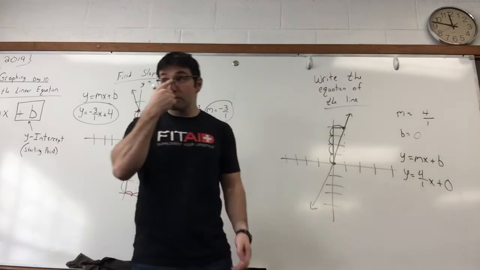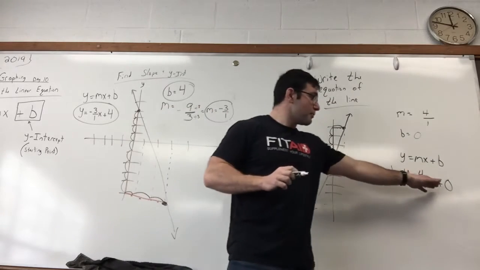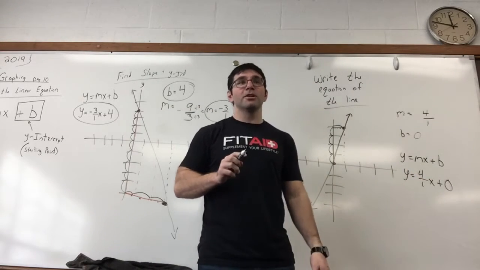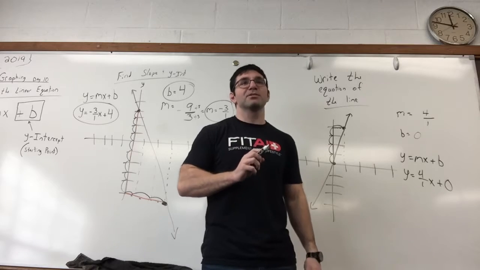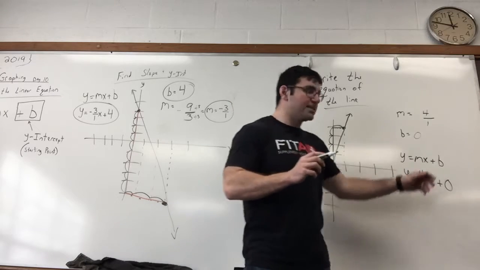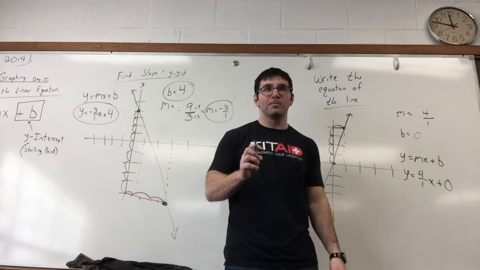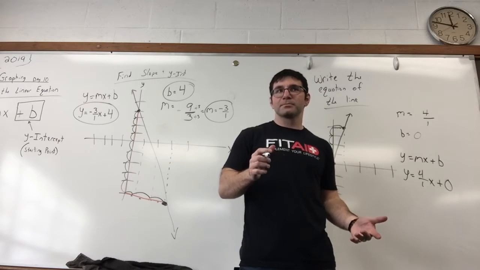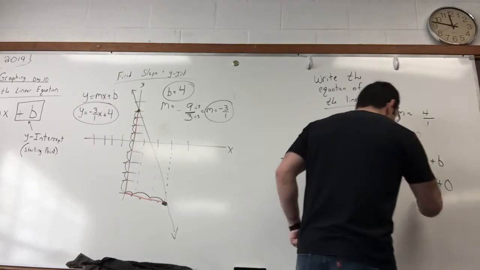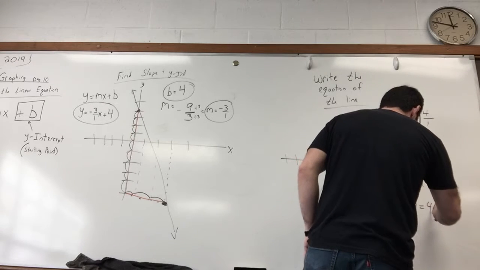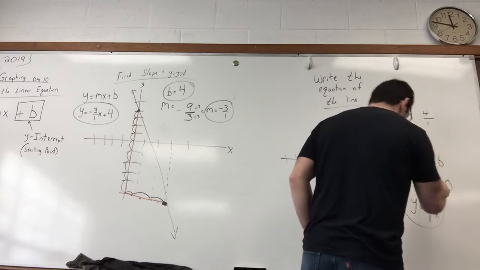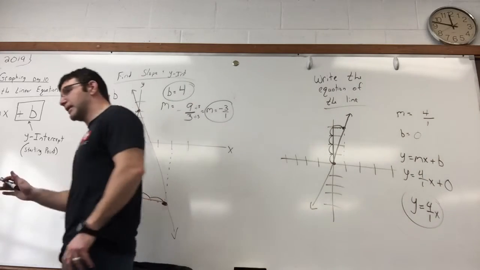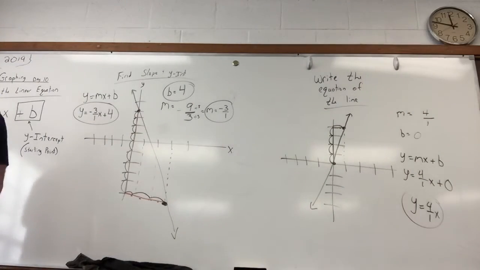And I'm going to talk up Brendan here a little bit. Brendan said, I put plus 0, but couldn't it also be a minus 0? I said, absolutely. Because having 0 does nothing to the equation. So do we even need to have that 0 there? No. The best way to write this is y equals 4 over 1x. And leave the 0 off. Very good. Questions on that?